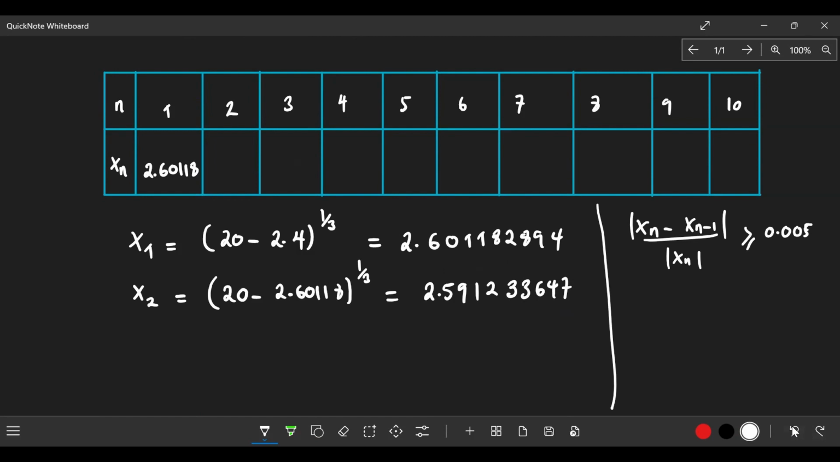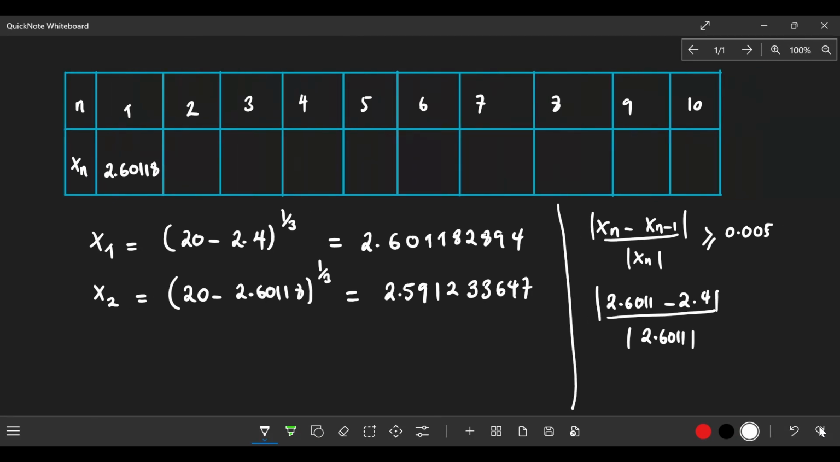Okay, we have the starting value, which is 2.4. And then we also have x1. So we're going to check twice, right? Since we have three values. So our xn in this case was 2.60, whatever there you can substitute, minus previous value was 2.4, divided by 2.6011. So how much are you getting from this? 0.0773134444. So this is 0.077.